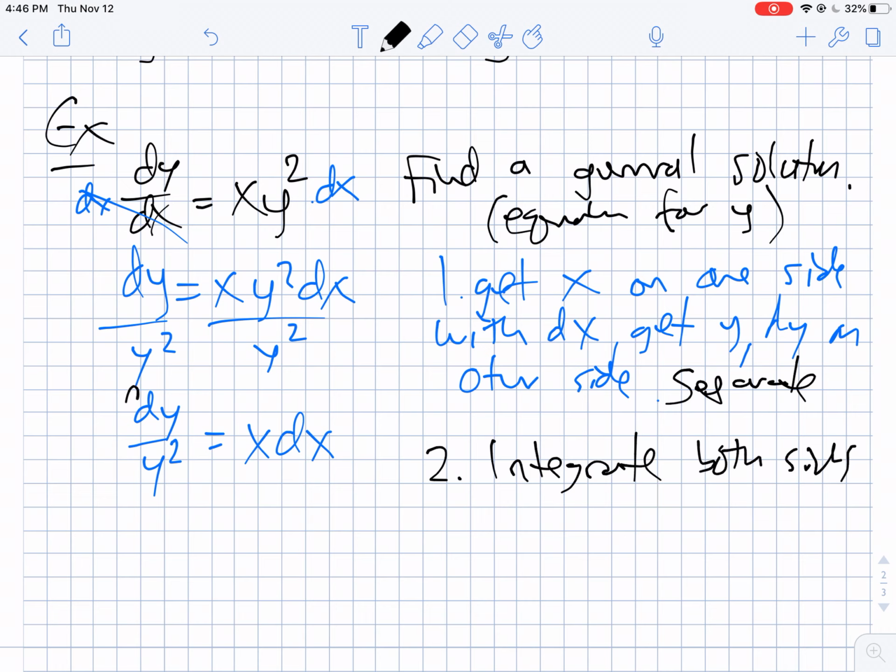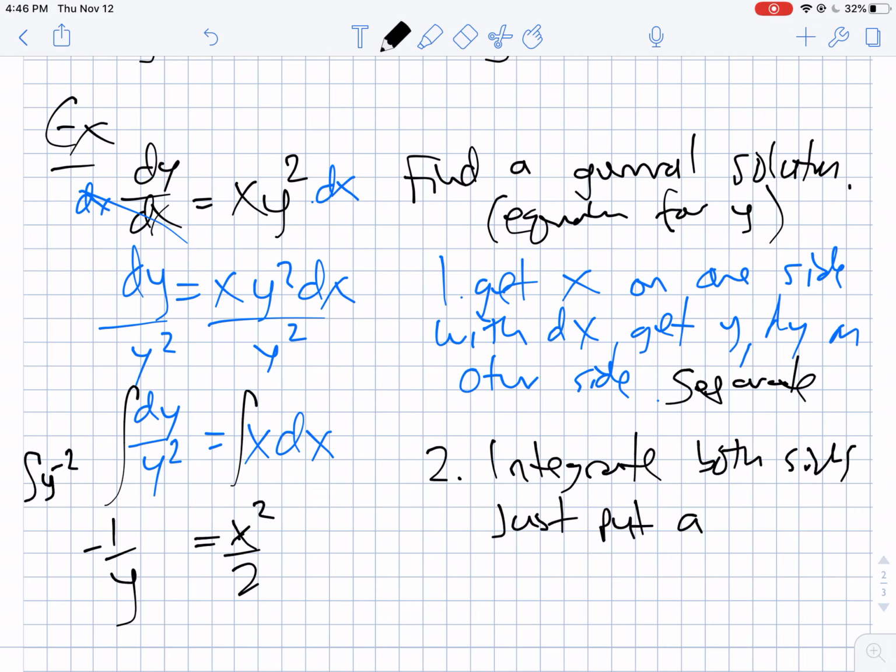So when I integrate both sides, the right side is of course x squared over 2. When I integrate the left side, if you put a natural log, you're kicked out of this class forever. You're integrating y to the negative 2, so that's negative 1 over y. Now, to make our life easier, we're just going to put a plus c on one side, usually on the side with the x's. Pretty much always on the side with the x's.